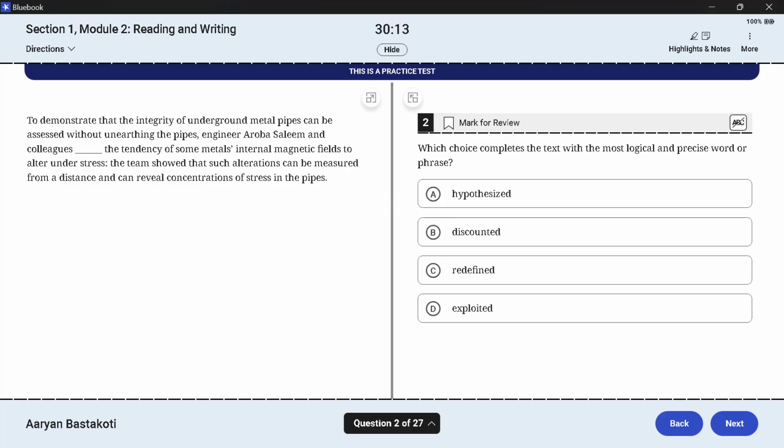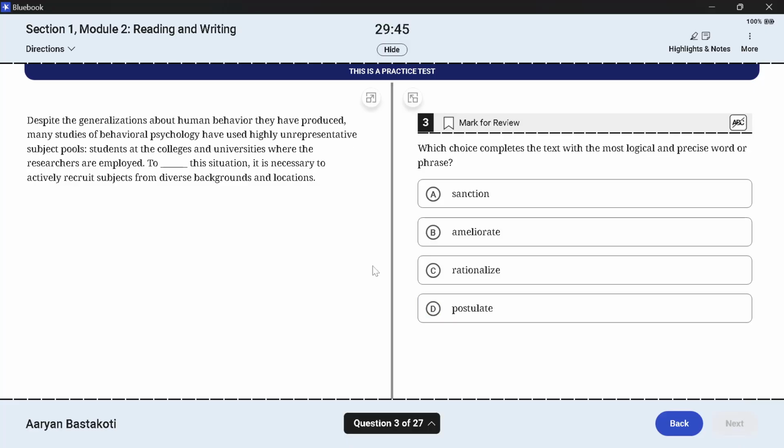To demonstrate that the integrity of underground metal pipes can be assessed without unearthing the pipes, colleagues, the tendency of some materials' internal magnetic field to alter under stress. Okay, the colleagues used the tendency, so they are utilizing this tendency. So exploited seems like the right answer. Redefined, discounted, hypothesized, all. Yeah.